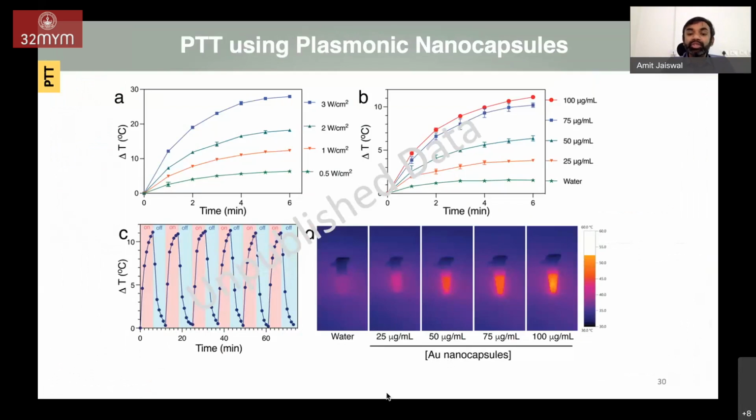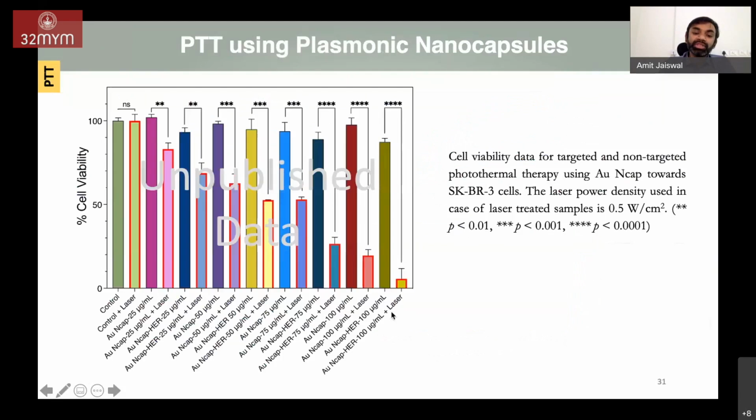So this slide shows that if we increase the laser power and the concentration, we can clearly see a rise in temperature. And here you can clearly see the colloidal solution of the nanostructure at different concentrations captured through a NIR camera, and we see the temperature rises with increase in concentration of the nanoparticle. So this is the data of photothermal therapy using this nanoparticle.